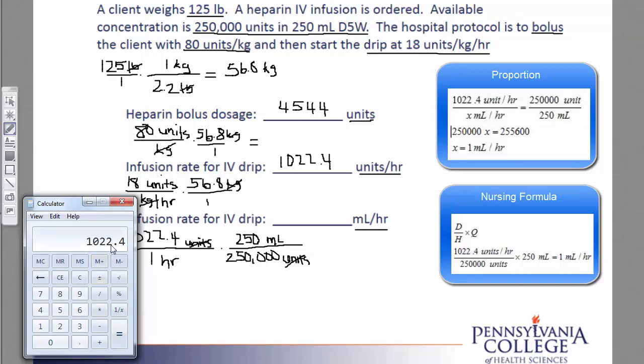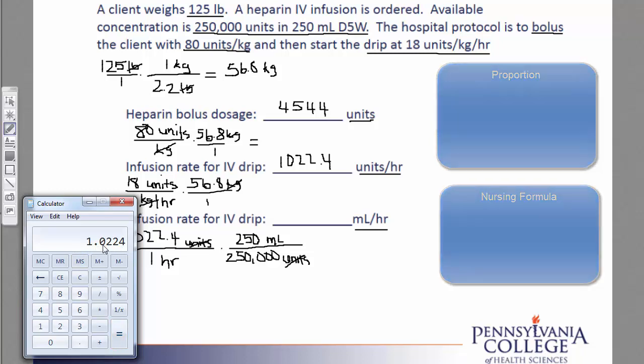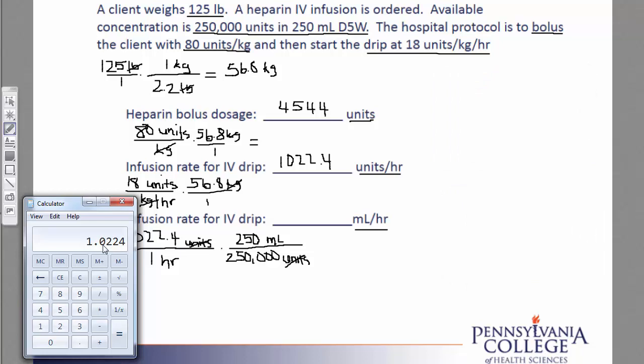We have our previous answer on our calculator. We'll multiply it by 250 and divide it by 250,000. This gives us an answer of 1.0224. Because it is a milliliter per hour rate, we would typically round this to the nearest tenth. When I look at the tenths position, it is a 0. Within the metric system and the medical field, we do not write trailing zeros, so I give my answer as simply 1 milliliter per hour.